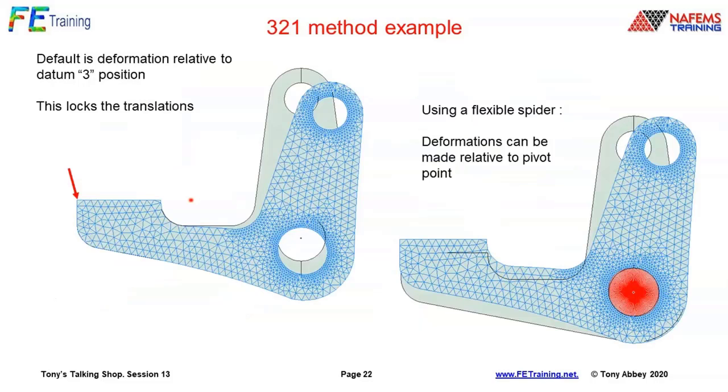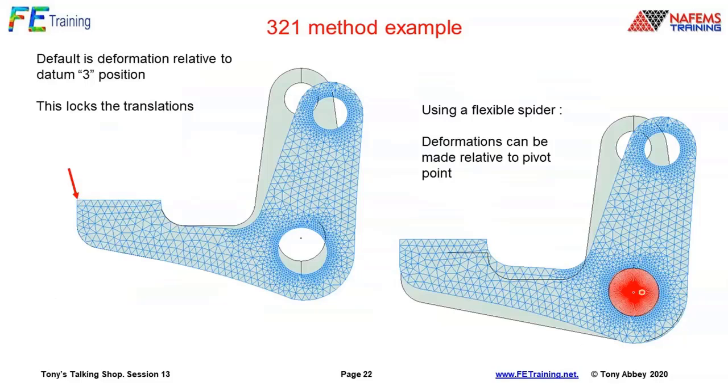Now, one of the problems with the 3-2-1 model is that we've set a datum set of translations. So the 3 position, which is on the corner here, locks in the translations. So any displacement is relative to that point. And I've had clients say to me, well, it's not right because the crank is wanting to pivot about that point. Well, there's a useful little technique there.